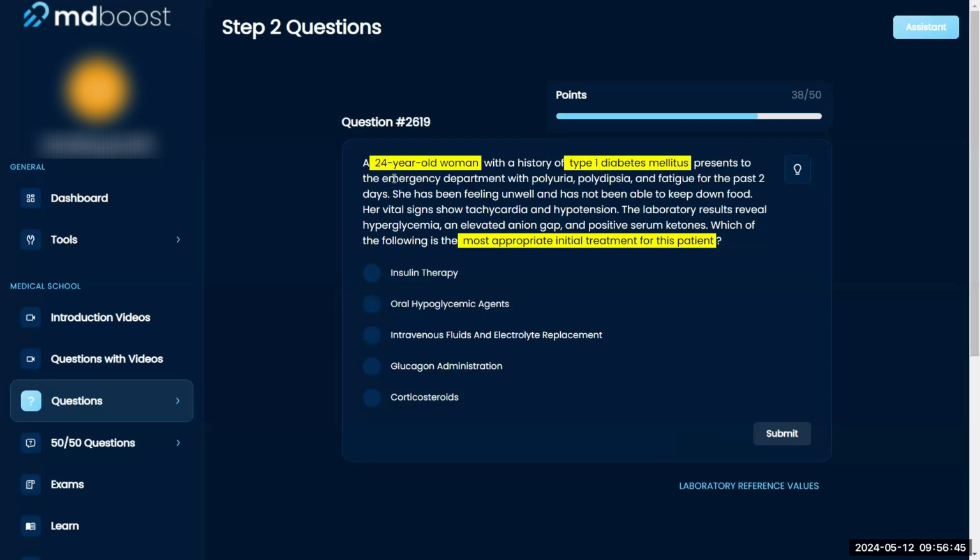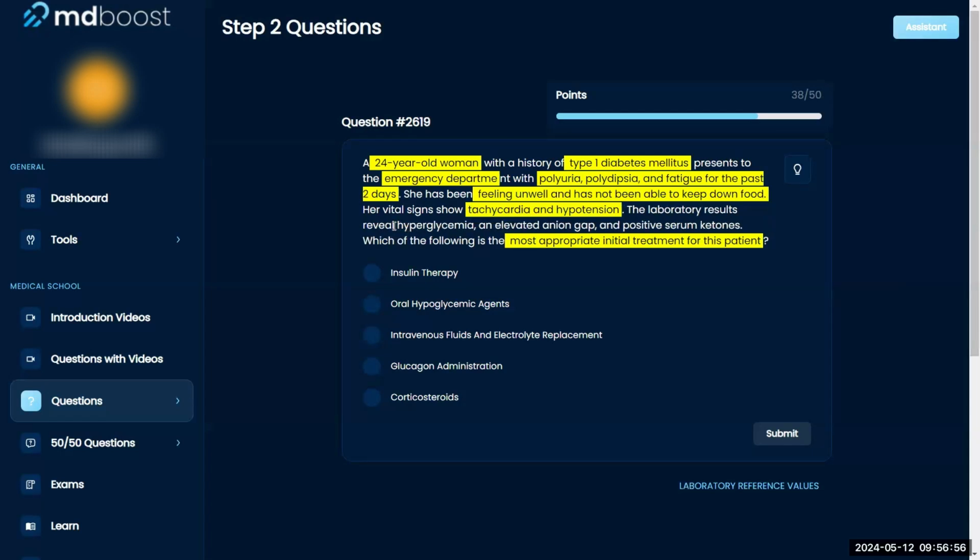She presents to the ED with polyuria, polydipsia, fatigue for the past 2 days. She has been feeling unwell and has been unable to keep any food down. Her vital signs show tachycardia, hypotension. Lab results show hyperglycemia, anion gap, serum ketones. So pretty classic diabetic ketoacidosis picture.